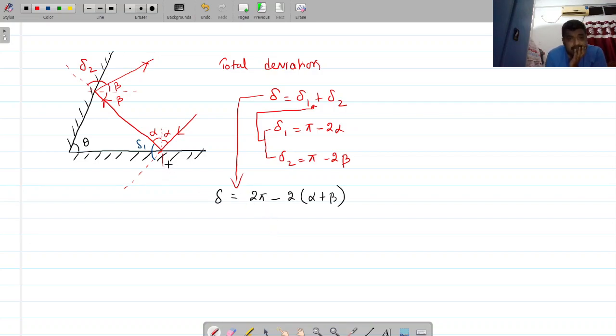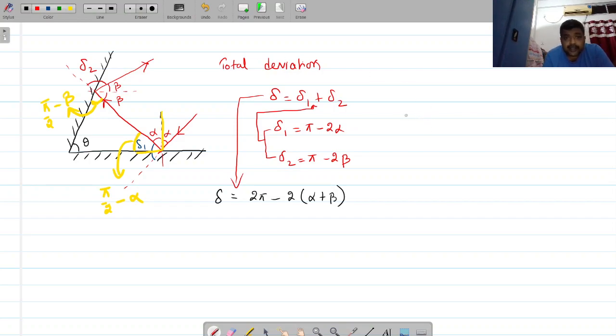Okay. Now see, this is the normal. This is the normal. So what can you say about this angle and this angle? See, this total angle is 90 degrees, correct? So I can write this total angle as pi by 2. So this angle is pi by 2 minus alpha. Similarly, I can write this angle as pi by 2 minus beta.